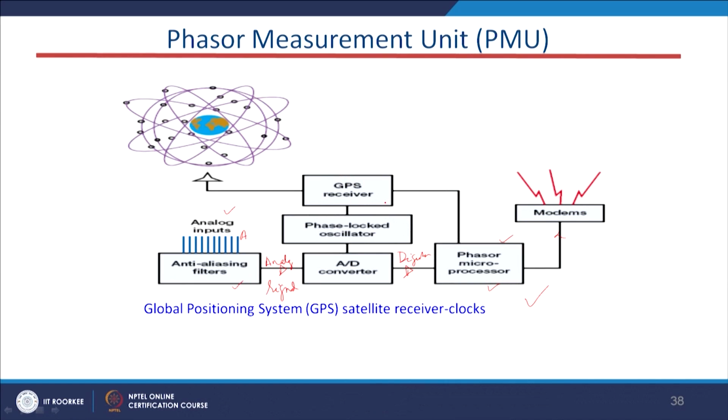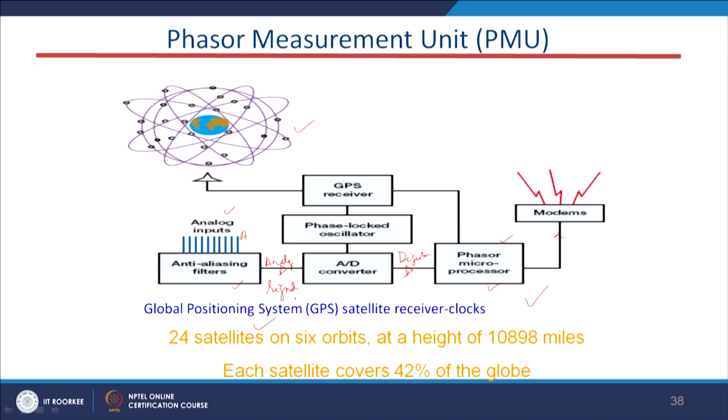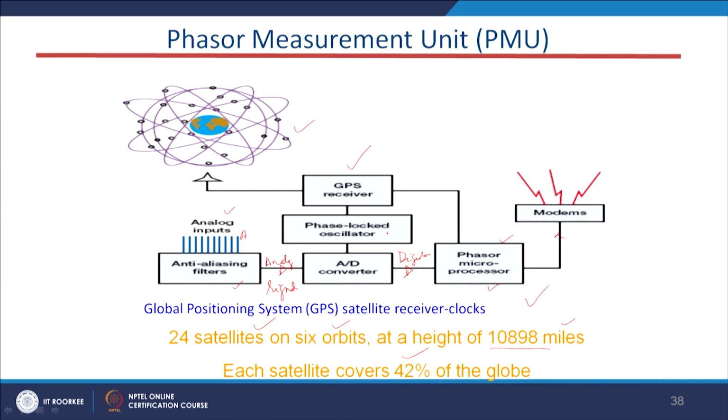The other part is our global positioning system, GPS. We have global positioning clocks: 24 satellites on 6 orbits at a height of 10898 miles, and each satellite covers 42% of the globe. These satellites rotate around the earth, and the GPS receiver receives the signal from the satellite and supplies it to the phase locked oscillator.